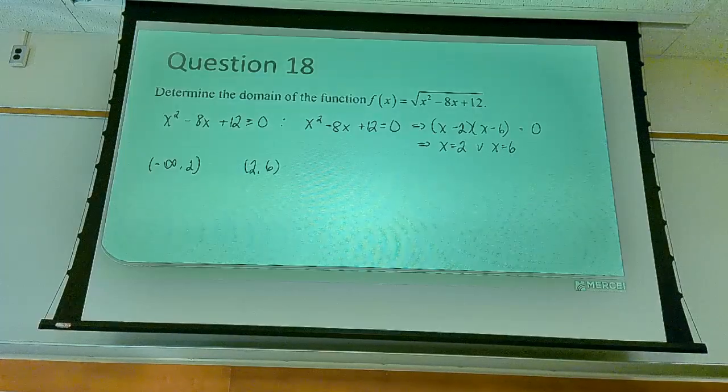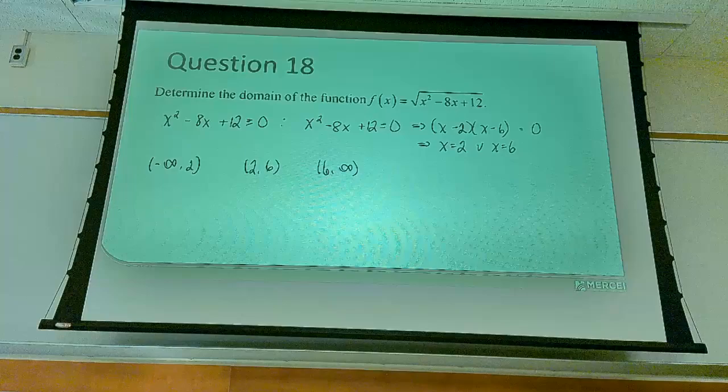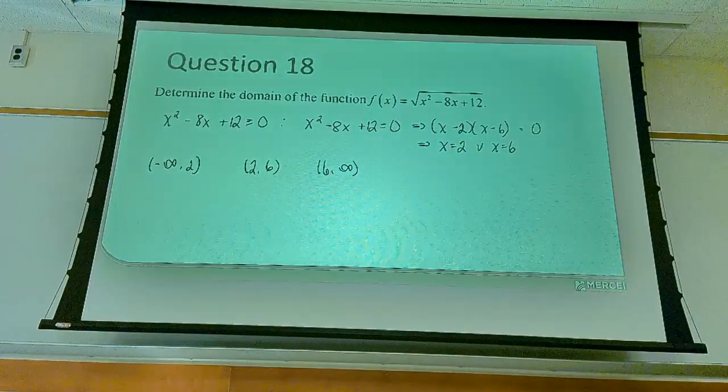Then we go 2 to 6. Then we go 6 to infinity. We broke up all real numbers at the breakpoints. Look at each interval. Pick a point. It's called your test point. Plug it back into your expression to determine whether it's positive or negative.